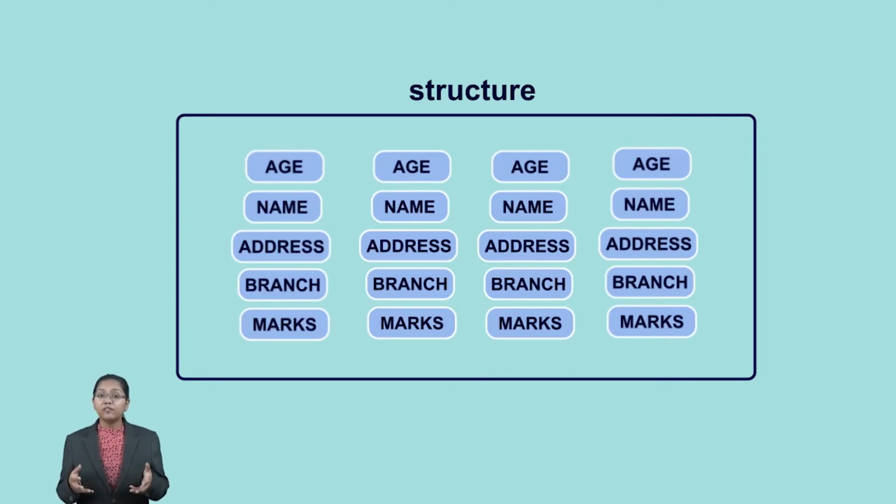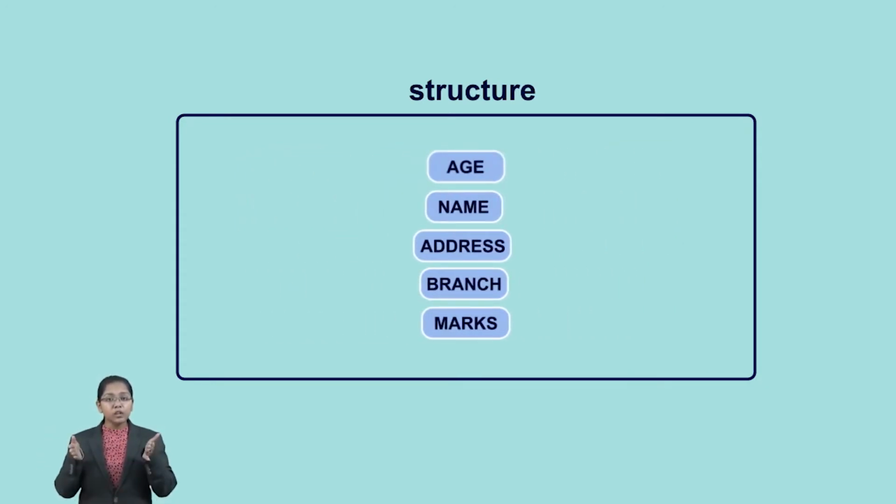Okay, what I have done is, because I know that these parameters are the same for every student, why not group them and store them in a particular entity? And let's say that entity is my structure. This is what your structure is. Structure is nothing but a collection of parameters which is stored in a particular entity, and that entity is known as a structure.